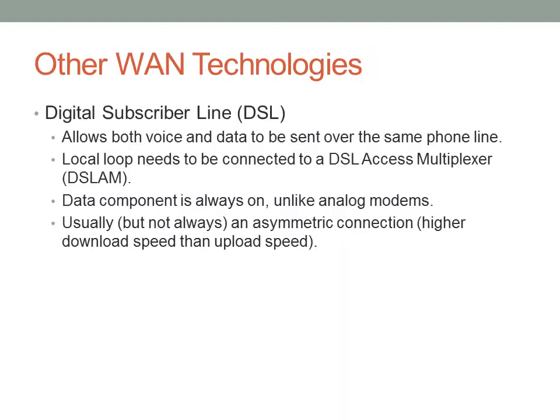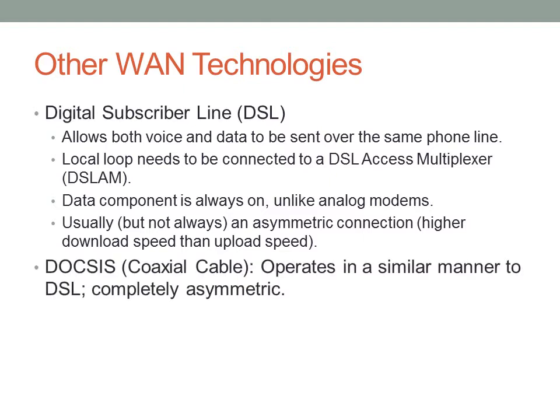Some other WAN technologies: digital subscriber line. Some of you may be familiar with DSL. This allows both data and voice to be sent on the same line using what's known as a DSL access multiplexer. The data component is always on, unlike most analog modems and kind of like leased lines, but normally the connection type is asymmetric. In other words, you're going to have a higher download speed than upload speed, and for some businesses and consumers, that's fine.